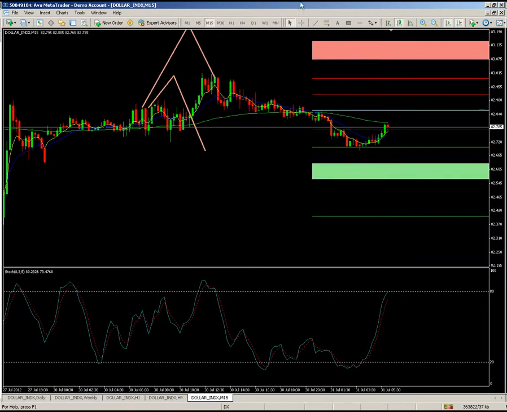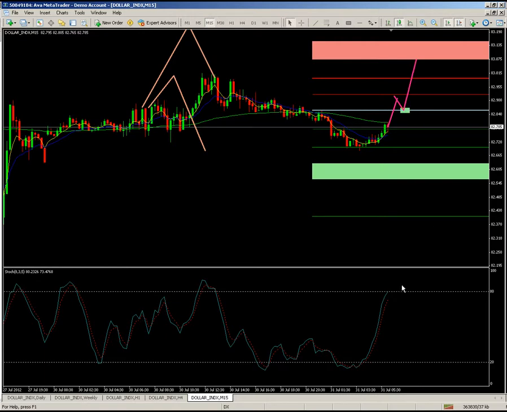What you could also say is, why don't you take it long from here? Well, I would like to take it long, but I will take it long after a reaction of this pivot, or if we do break the pivot, retest, classic pivot breakout trade, and then I would take it from here. So these are the sort of things I'm waiting for.